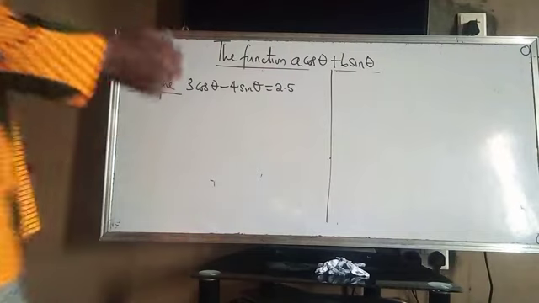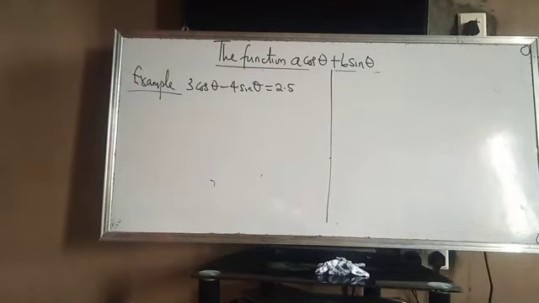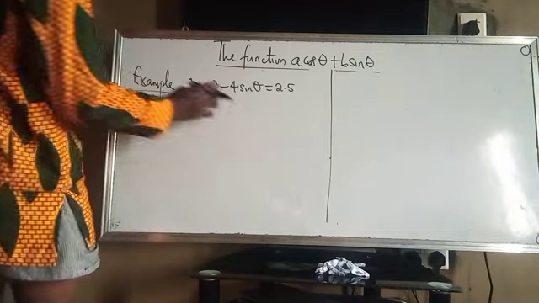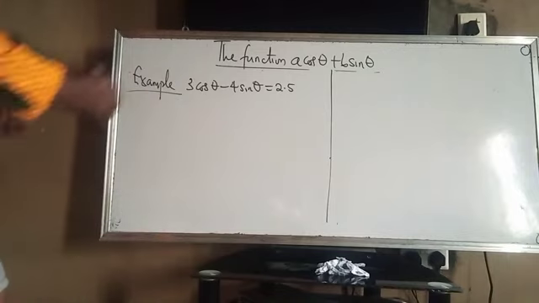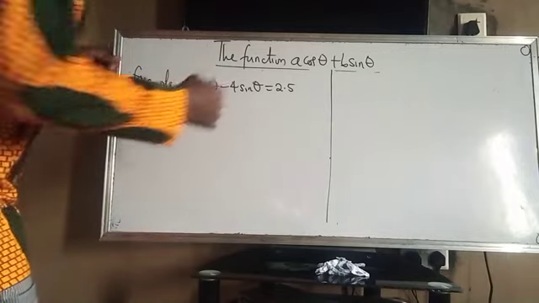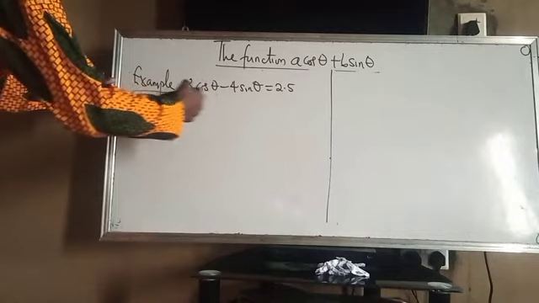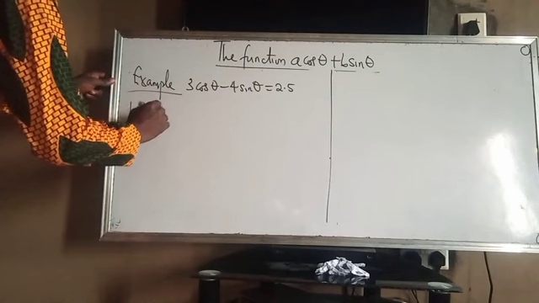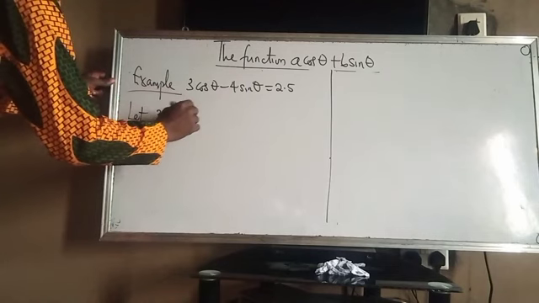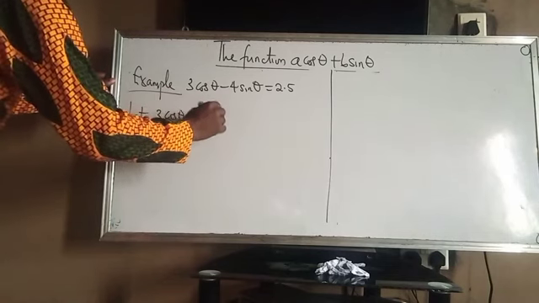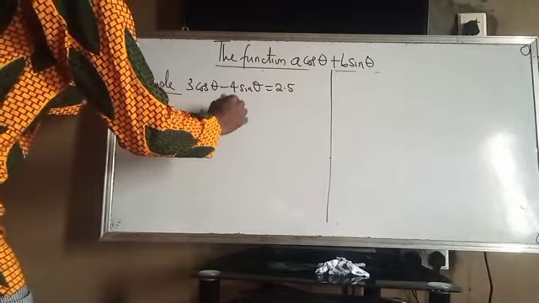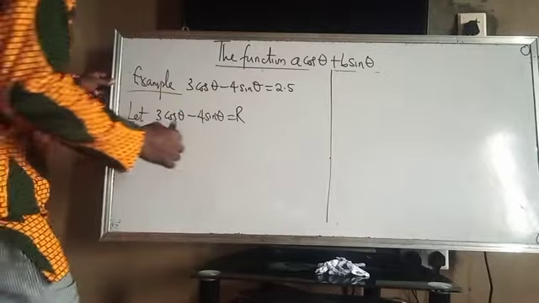Now we have the right hand side of the equation. We don't know what it stands for. That means whatever we obtain here must be equal to this. So what do we do here? What we are going to do is find the equivalent of the left hand side, 3 cos theta minus 4 sine theta. Let it be equal to a function of r, a function of cos theta.